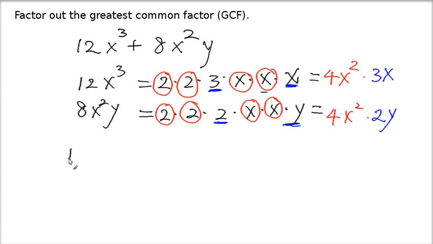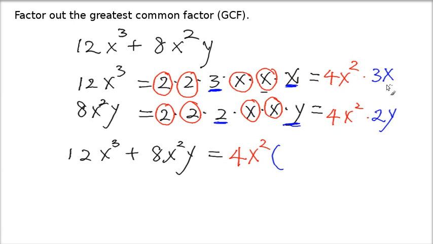So we can write the polynomial 12x cubed plus 8x squared y as a product of the greatest common factor 4x squared times parentheses remaining factors 3x from the first one plus 2y from the second one.